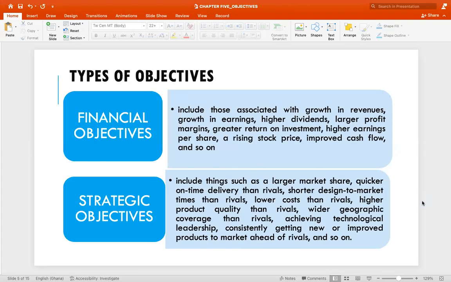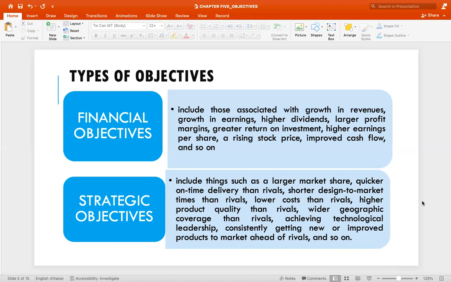So we want to look at types of objectives. Here I have to be clear. This is within the context of strategic management. If you leave it open, there could be several types of objectives. But within the context of strategic management, we have these two major types of objectives or classifications of objectives that strategists must pay attention to. So we have what is known as financial objectives, and we have what is known as strategic objectives.